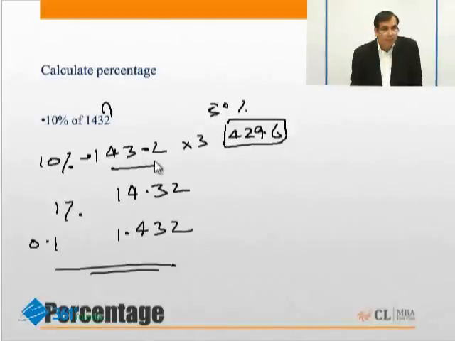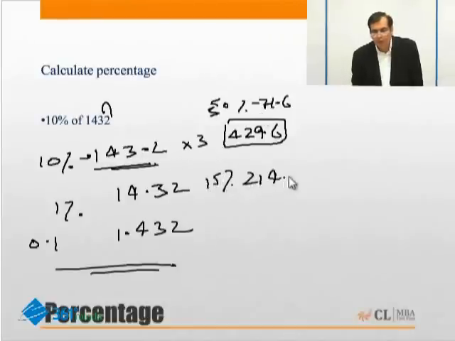Supposing I had asked you to find 15%, 10% is 143.2, 5% will be half of that. Half of 143.2: half of 140 is 70, and half of 3.2 is 1.6. So 5% is equal to 71.6. This is 5%. So what is 15%? It is 143 plus 71, so 214.8. So 15% will become 214.8.